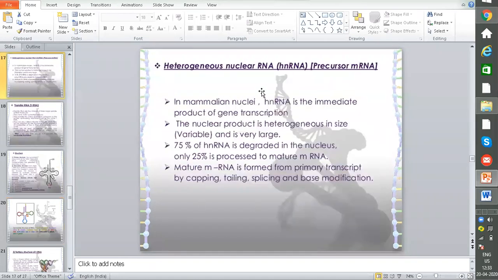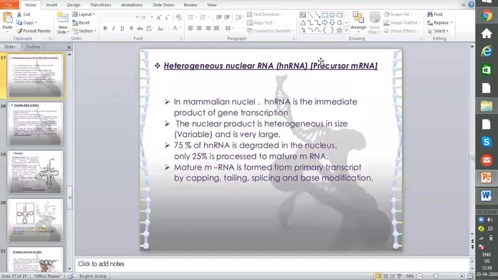And next one is heterogeneous nuclear RNA, hnRNA, which is also called precursor RNA or premature mRNA. Why? Because before the formation of mature mRNA, this heterogeneous nuclear RNA will be formed. It has a much longer length than mature RNA. It has more length, but it is premature. That's why this premature hnRNA is next converted into mature mRNA.